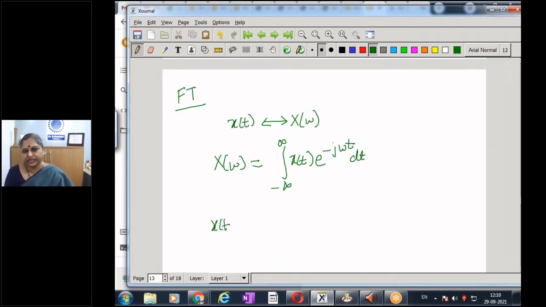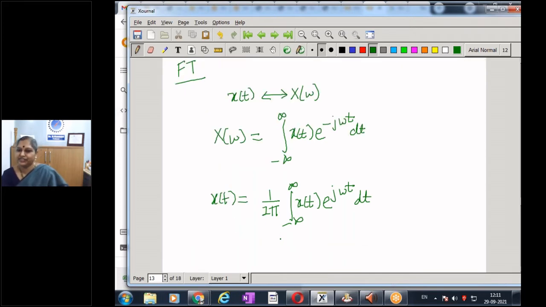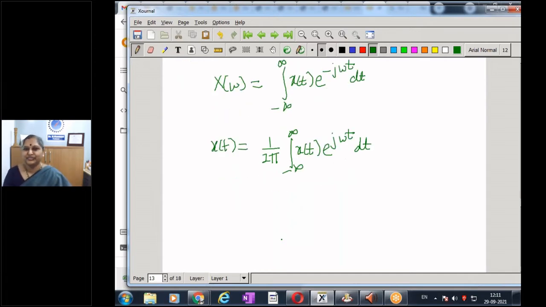And then the inverse Fourier transform is given by 1 by 2 pi integral minus infinity to infinity x of t e to the power of j omega t dt. This is the complete definition of Fourier transform. Now we'll do the Fourier transform of the same signal that we did in the time domain. We'll take that as our first example.